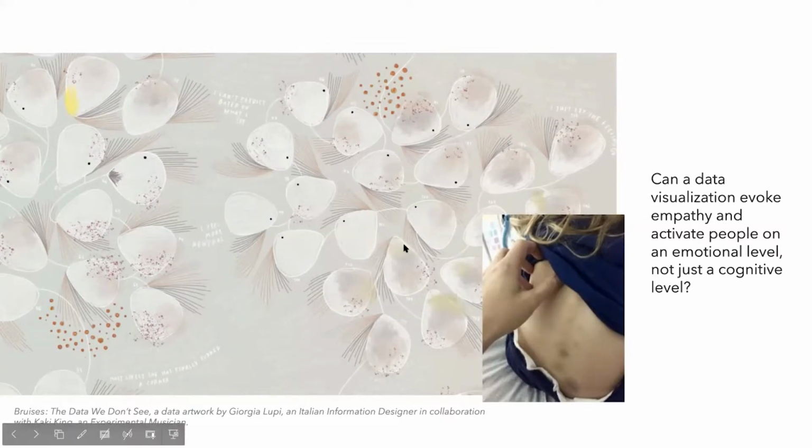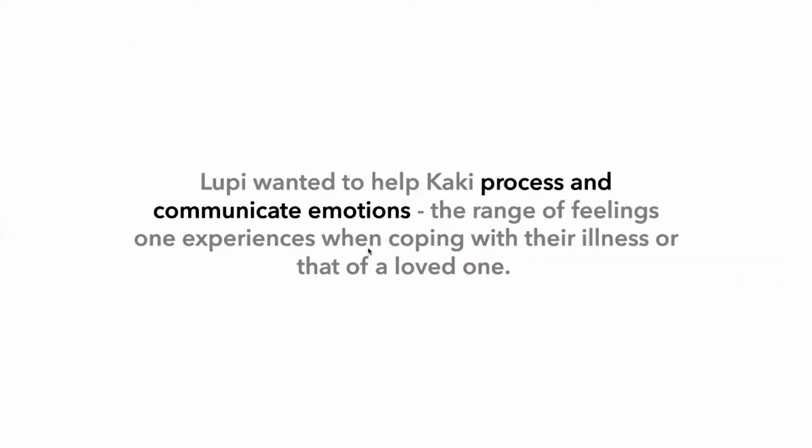So because of this condition, Cooper started developing bruises and injuries on her body. The following weeks, she had to go through a couple of medical procedures like blood tests. She's kept on steroids that have to be tracked. Her platelet counts were rising and falling throughout the journey, which were also tracked. So all of this data is overwhelming for both Cooper and her mother, Kaki. That's when Giorgia Lupi decided to help them process their emotions and experiences they went through in this journey.